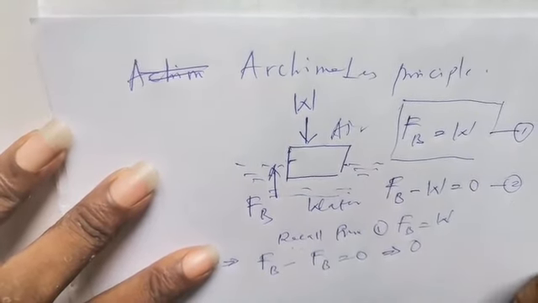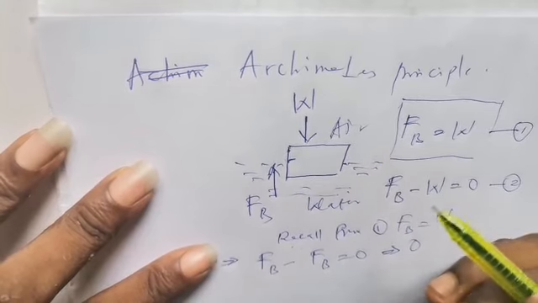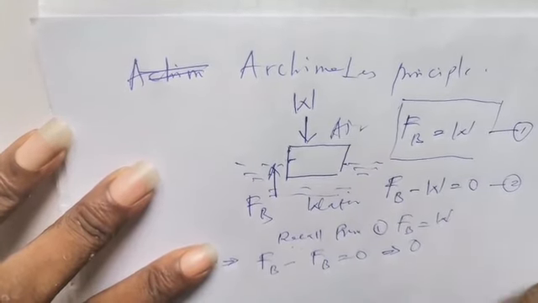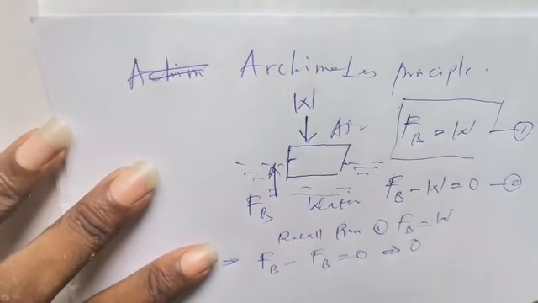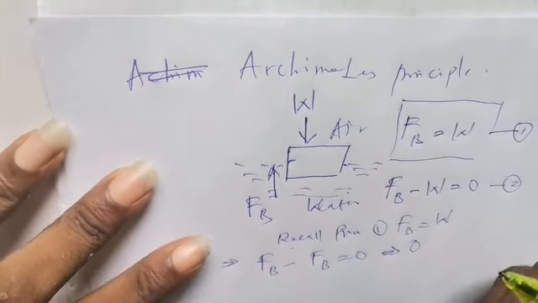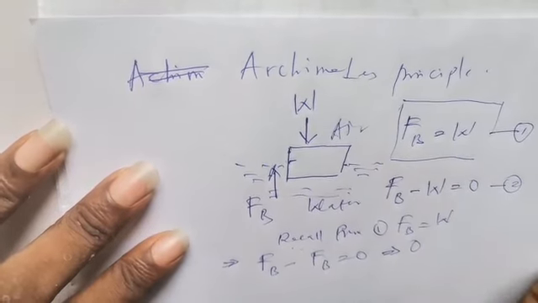So two conditions of equilibrium. First, the buoyant force must be equal to the weight of the fluid displaced by the body. And secondly, the net force acting on the body must be equal to 0 for the body to be in stable equilibrium. So that is the first question answered.